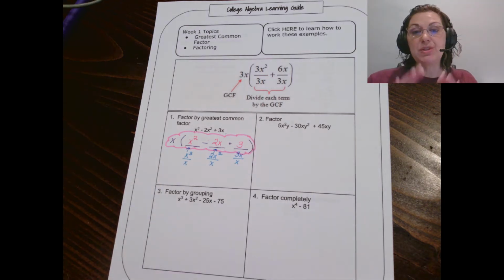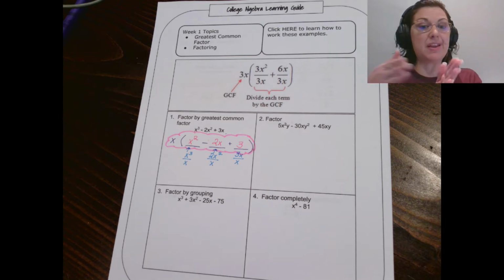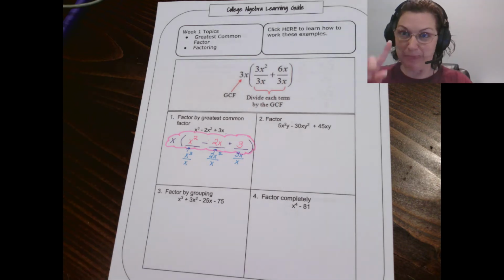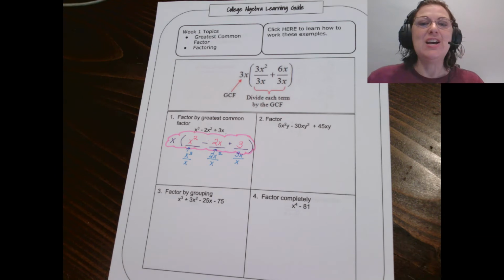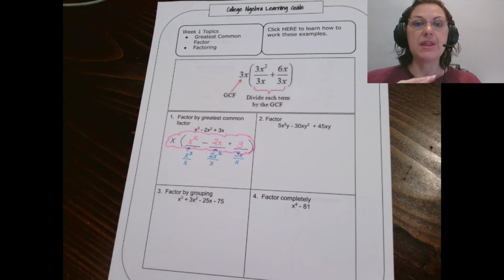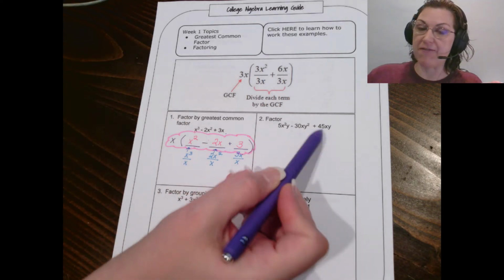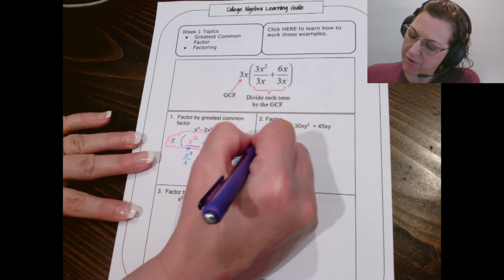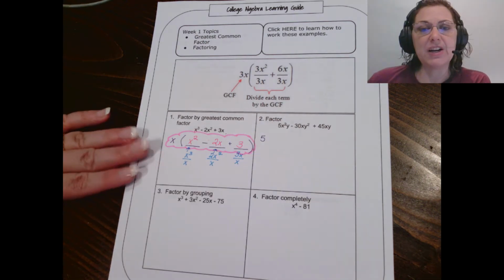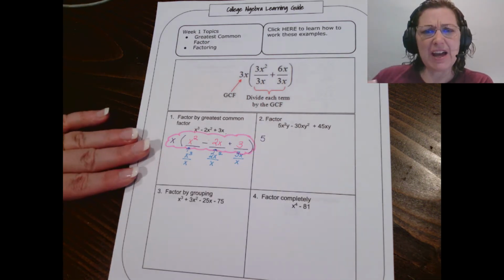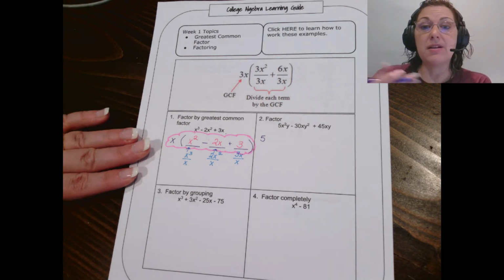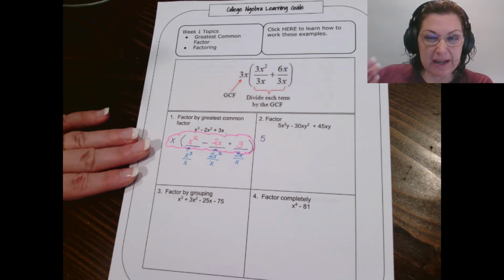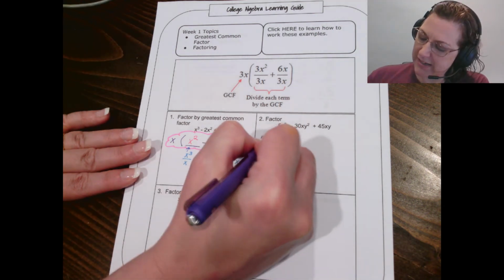Okay, let's do the same thing for number 2, but then we're going to have to take it a step further. Just beware. Let's do the number first. The number that will divide into 5, -30, and 45 would be 5. So we'll put that in front as part of our greatest common factor. Now look at the variables. They each have an x. They each have a y. So I'm going to put an x and a y here.